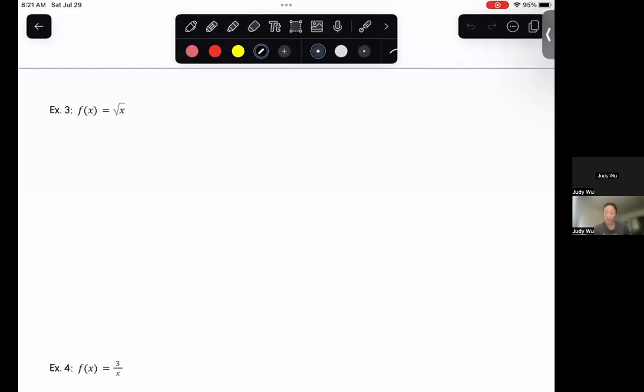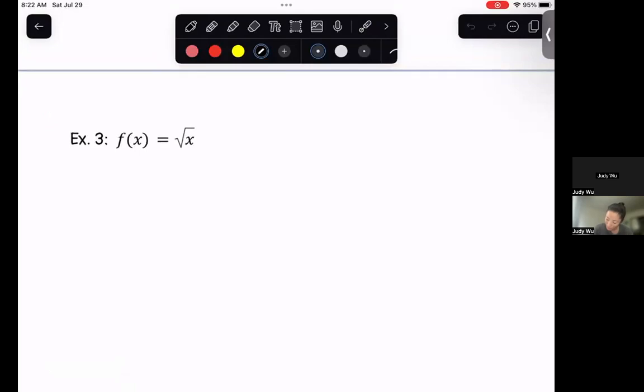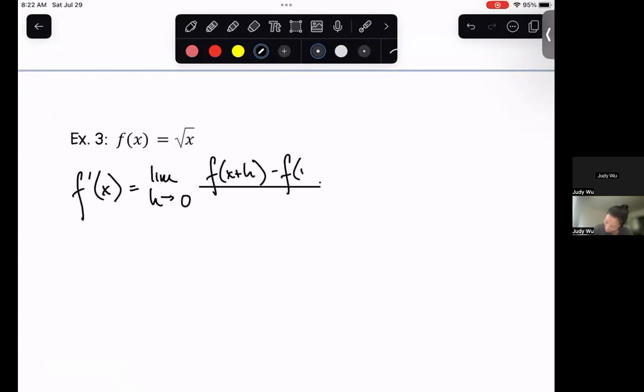And so let's go ahead and get started using our formal definition of a derivative to find the slope of this function. F of x equals the square root of x, all right? So the very first thing we're going to do is say f prime of x equals the limit as h approaches 0. Remember, we always have to write this part of f of x plus h minus f of x over h.